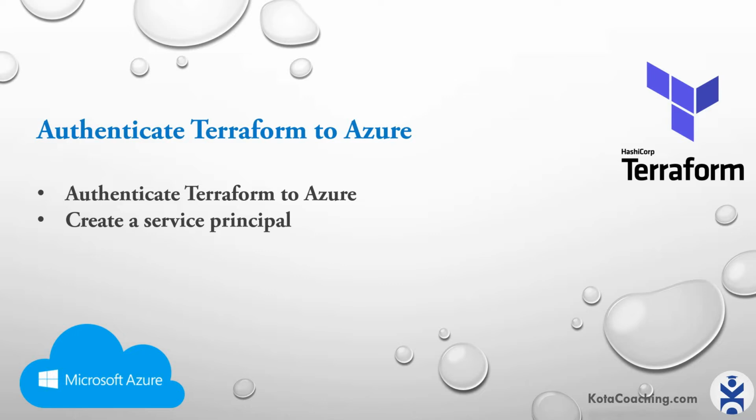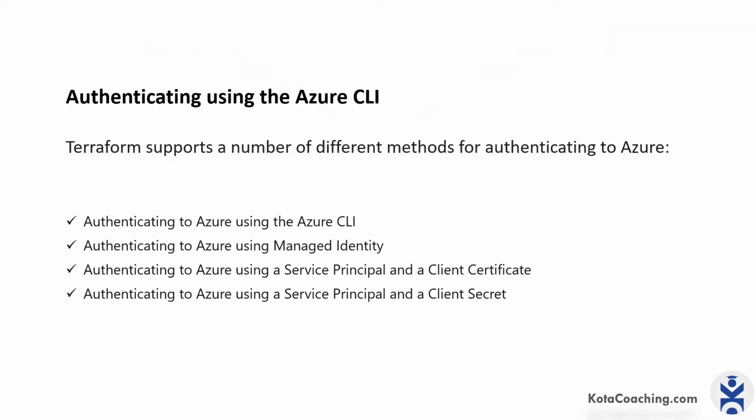To follow the authentication, we will create a service principal. So let's see how we can establish an authenticated channel from Terraform to Azure. Currently, Terraform only supports authenticating to Azure via the Azure CLI. Authenticating using Azure PowerShell is not supported, but you can use the PowerShell module. To use the PowerShell module, you first need to authenticate to Azure using the Azure CLI. For authentication purposes, we will use the Azure CLI.